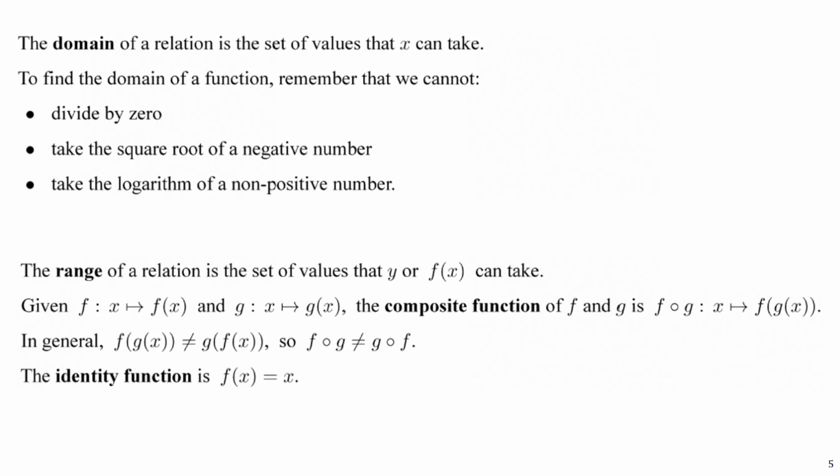And the range of the function or a relationship is the set of values that y or f(x) can take. So simply speaking, that's the collection or the set of all possible outputs, right? And we have a special name for the function f(x) equals x. This function is called an identity function.